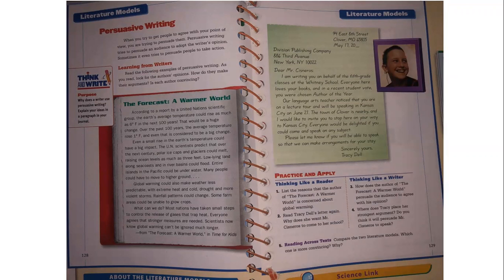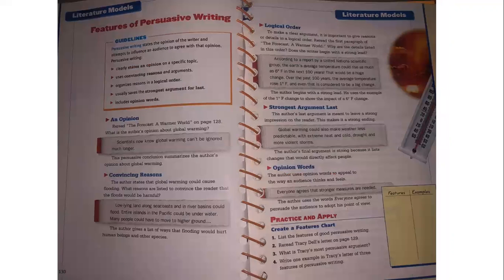All right, you guys can read these two and look at the differences. Okay, so let's move on to the features of persuasive writing. Persuasive writing states the opinion of the writer and attempts to influence an audience to agree with that opinion. Persuasive writing clearly states an opinion on a specific topic. It uses convincing reasons and arguments, organizes reasons in a logical order, usually saves the strongest argument for last, and includes opinion words.